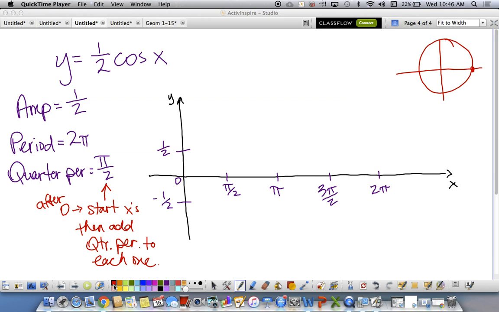But cosine of 0 degrees is 1. 1 times 1/2 is 1/2. Anything times 1 is just itself, so it's 1/2. That's why we start up. Then cosine of 90 degrees, or cosine of pi over 2, we're at 0. 0 times 1/2 doesn't change anything.